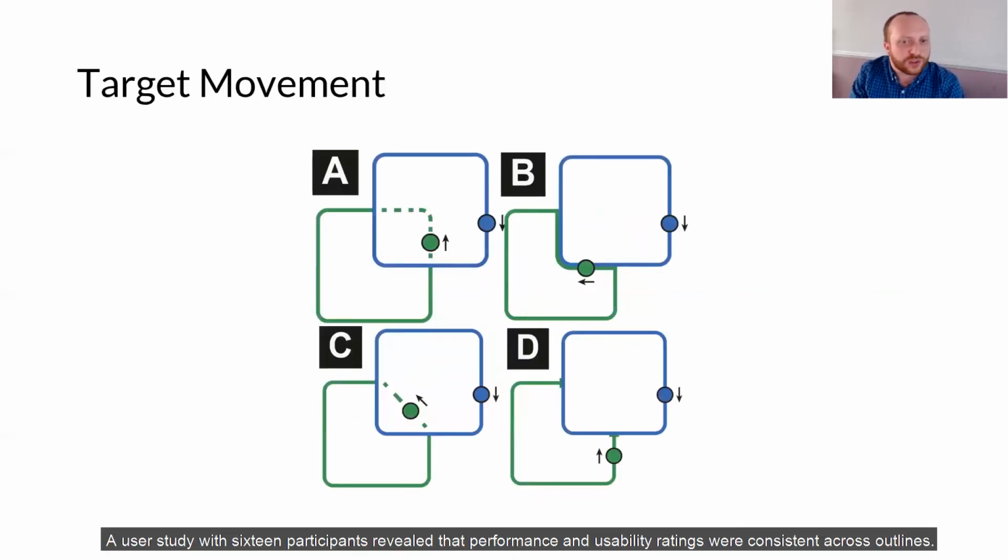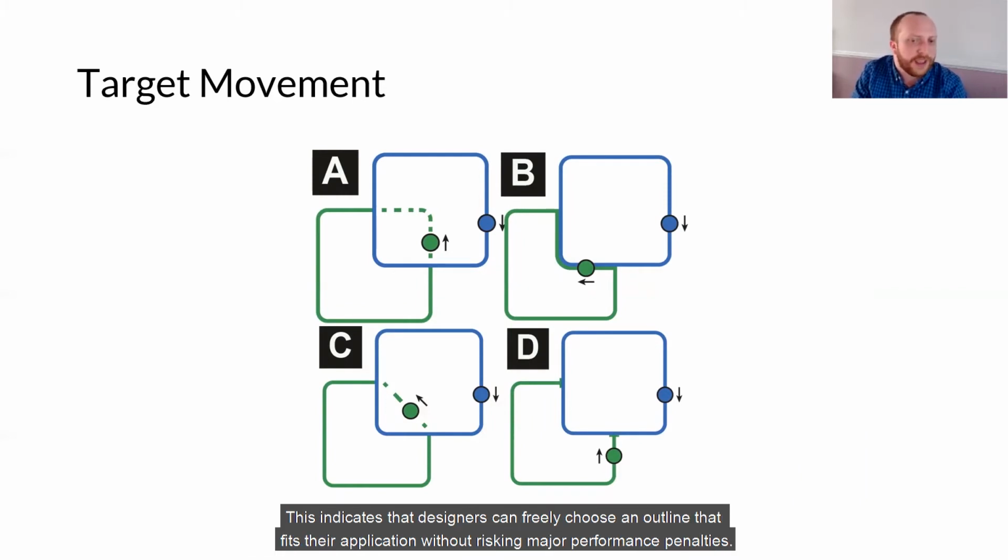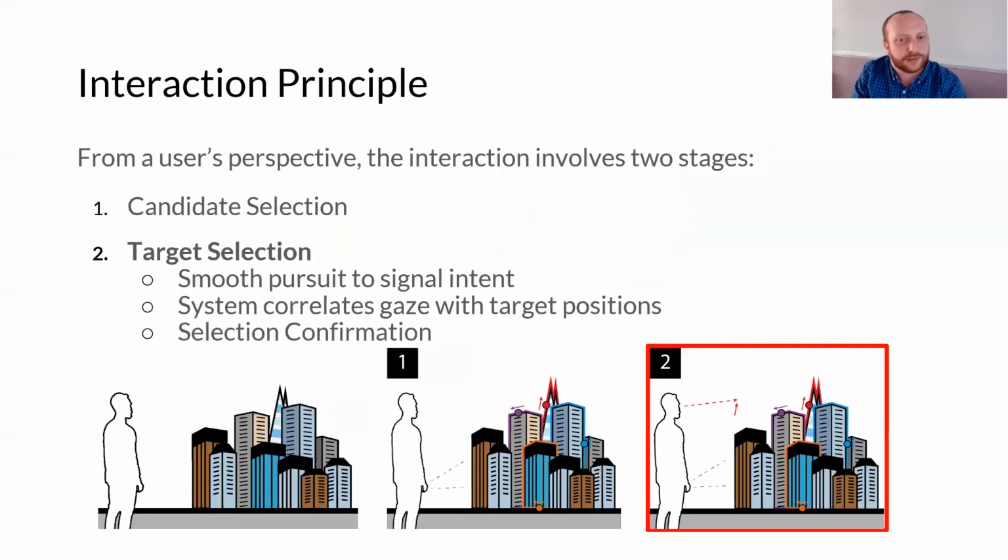A user study with 16 participants revealed that performance and usability ratings were consistent across the outlines. This indicates that designers can freely choose an outline that fits their application without risking major performance penalties.